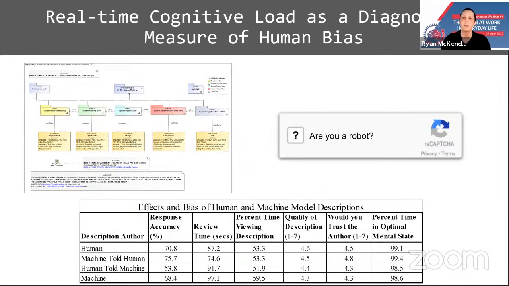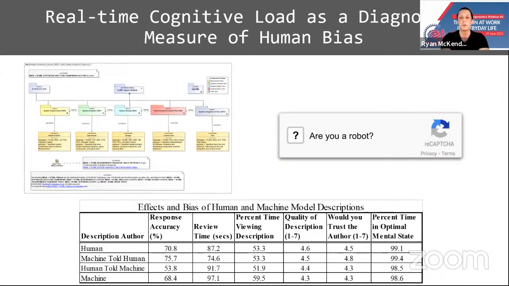So what we found is that the brains of individuals who perceived that they were interacting with a machine were actually working harder cognitively from a memory perspective during this task than if they perceived they were working with a human. So this was an example of using a cognitive load classifier, completely devoid of this kind of task, to represent a diagnostic tool for observing human bias.